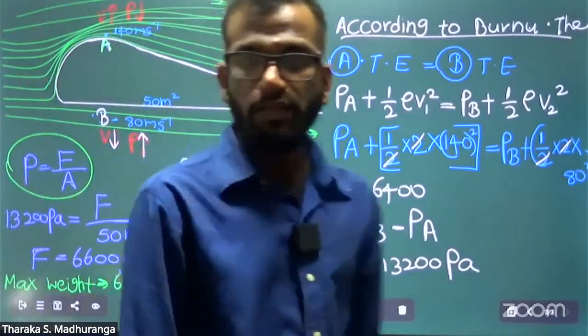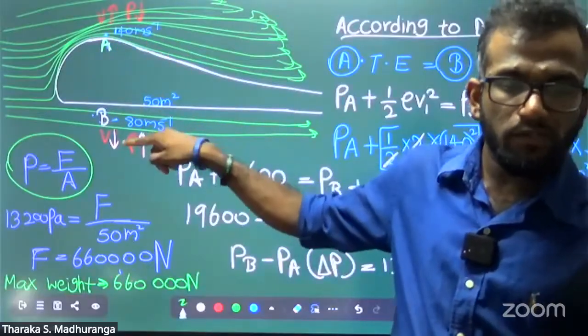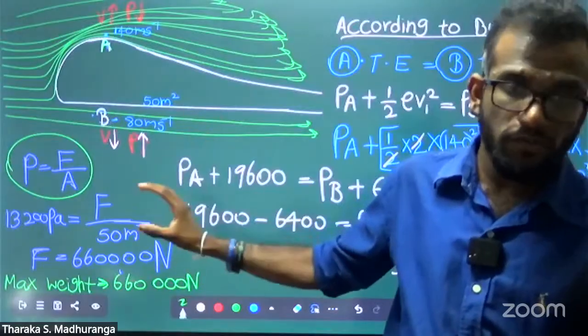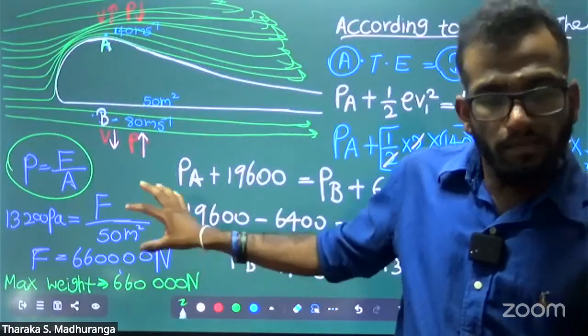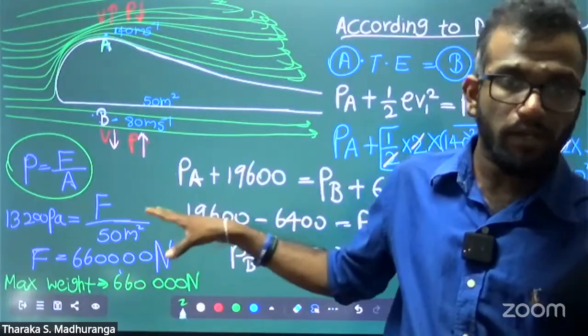Isolate the F. Due to this air speed, this is the force exerted on the wing area. Make a force. Similarly, it is a maximum weight that the airplane can have.